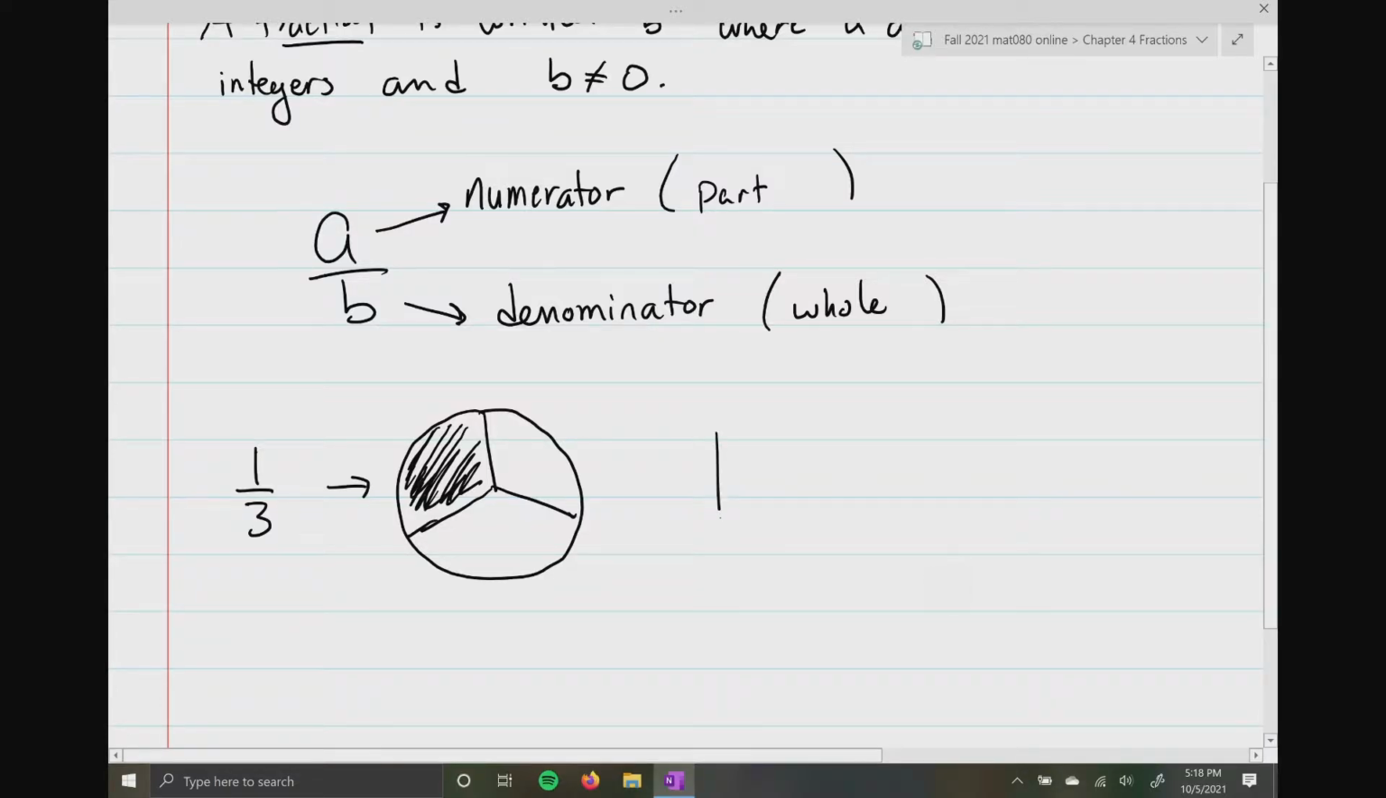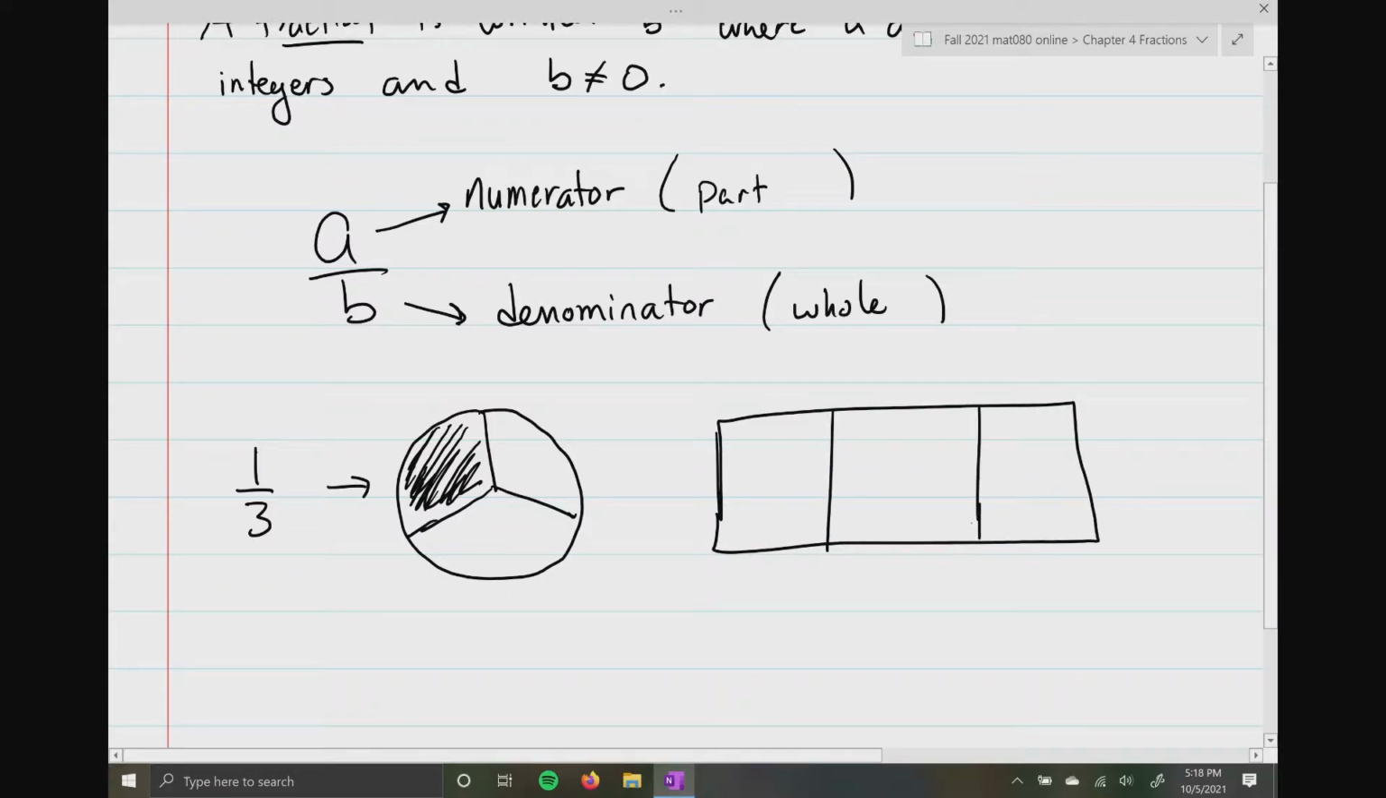Another way I could have done this is by drawing a rectangle here. Notice there are 3 total pieces to the rectangle. However, I shaded one of them. So that's going to be 1/3.